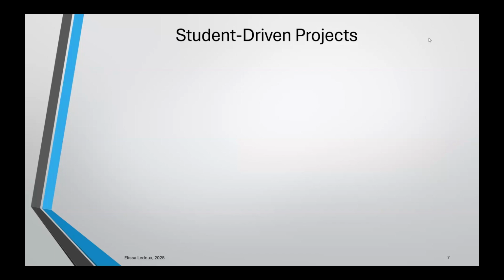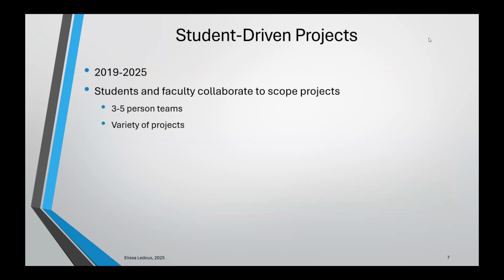Student-driven projects were used from 2019 and continuing into the present. The move towards a student-driven project was motivated both by student feedback and by the growing program. In this method, students and faculty collaborate to scope the projects. The teams are made of 3 to 5 people, depending on the complexity of the project. And there is a large variety of projects. These could be for competition teams, or they could just be things that the students have been dreaming about and finally wanted to make.